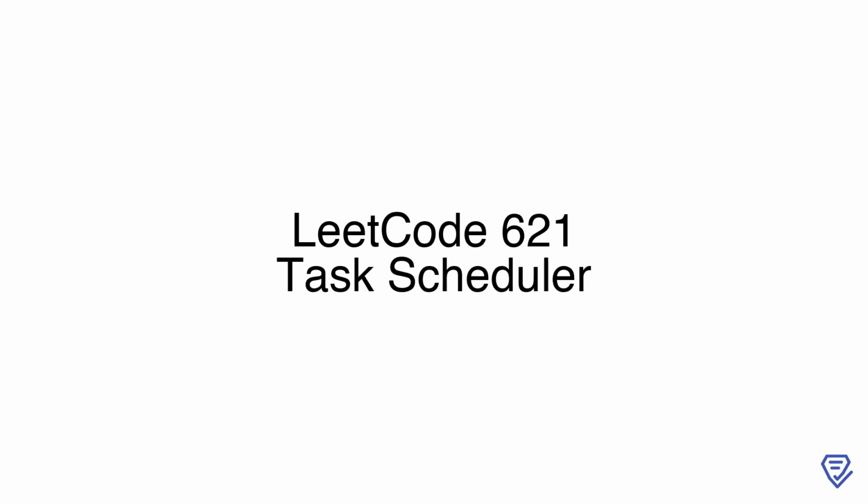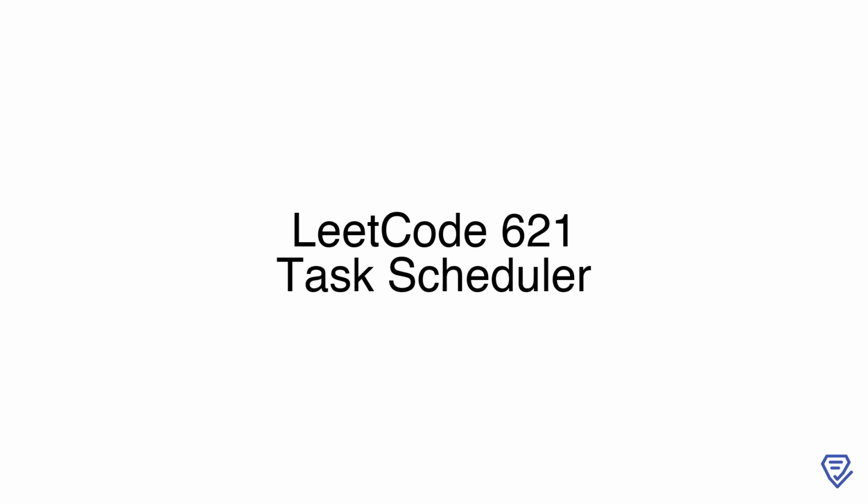Welcome to this coding walkthrough. Today, we'll be tackling LeetCode problem number 621, titled Task Scheduler. This problem focuses on efficiently scheduling tasks while adhering to a cooldown period. It's a great exercise to strengthen your understanding of greedy algorithms and hash maps.